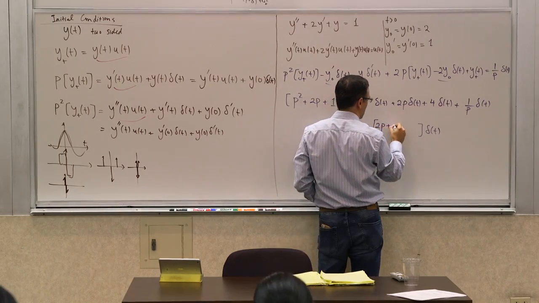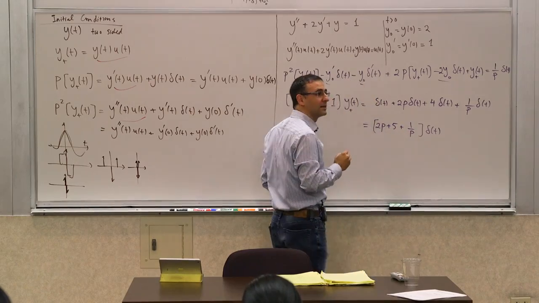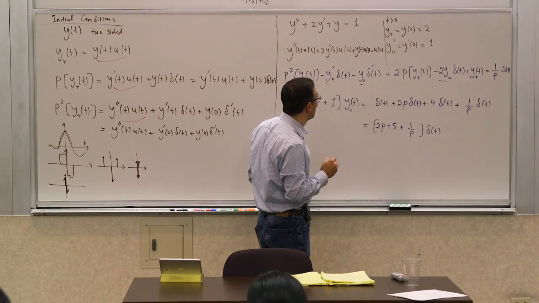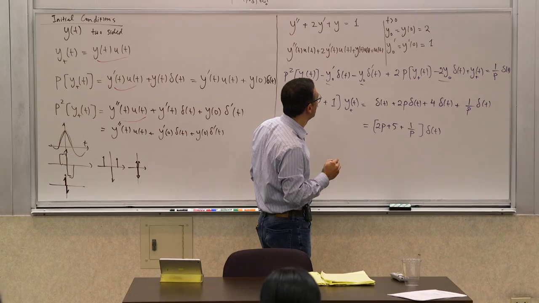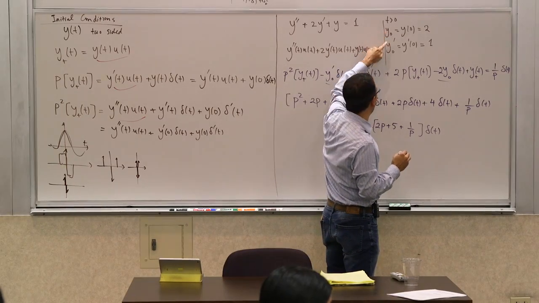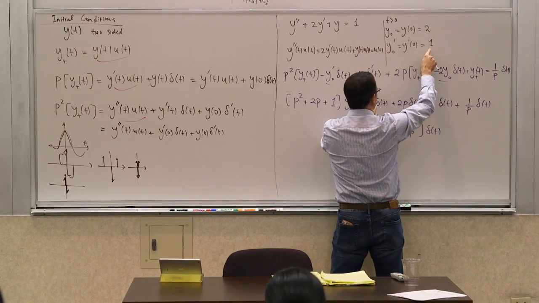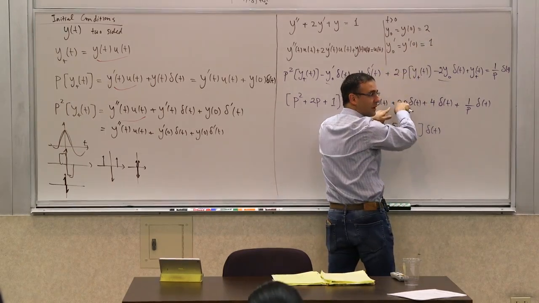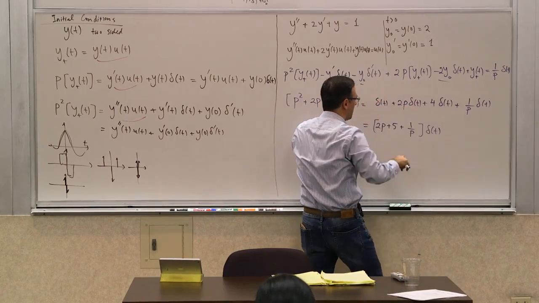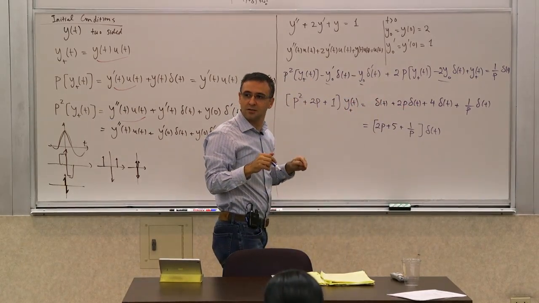2p plus 5 plus 1 over p. Yes? About y0. No, I use these two. Oh, okay. I plug the values in there. y0 and y0 prime, I just plug the 1 and the 2 into the equation. Yeah, good question. That's why they disappeared. Any other questions? No?